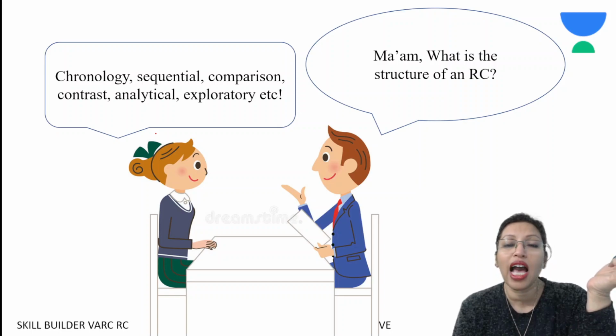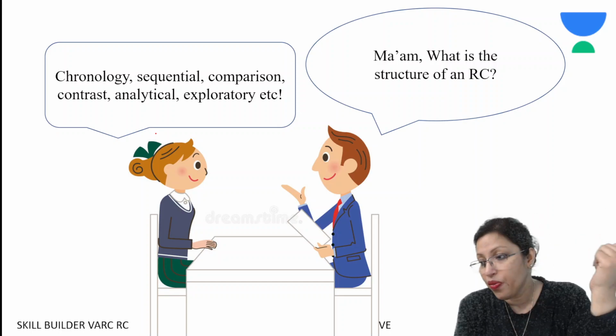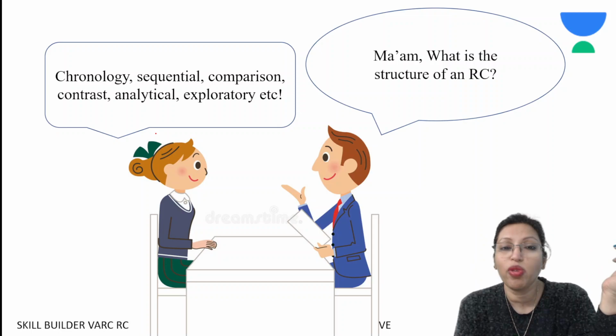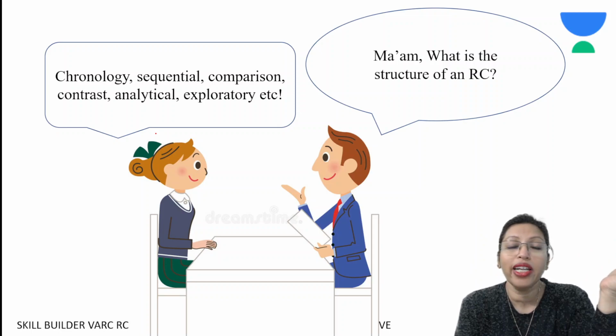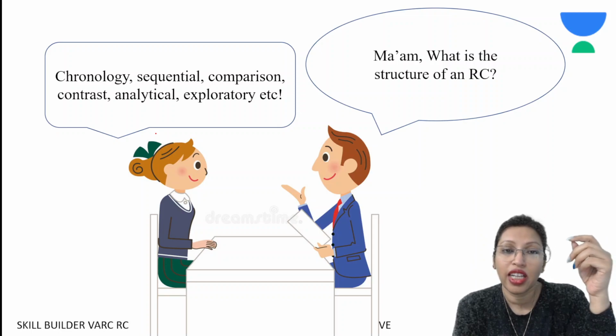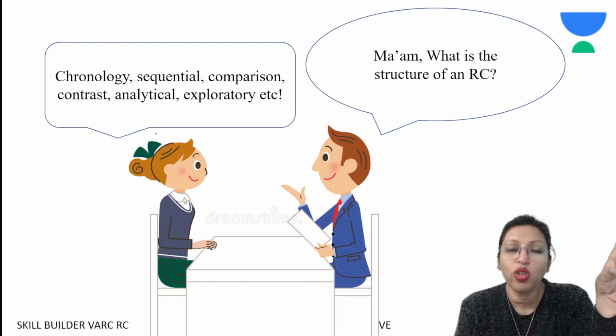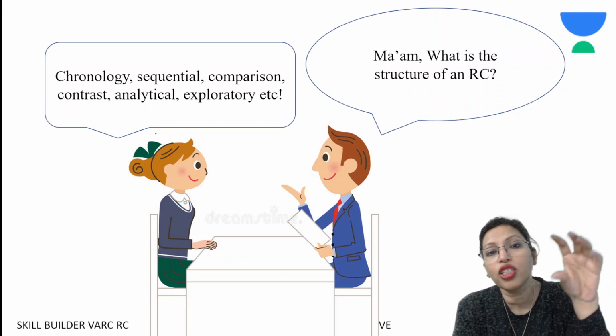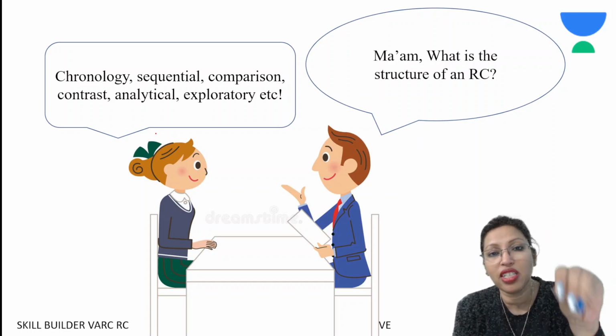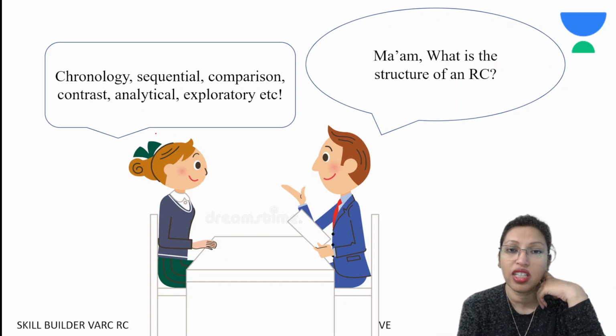Sometimes the person who's giving you the topic would say, hey, why don't you write about India's independence struggle? Then what you will do is you will take a chronology. You will say, this is when it happened, this is when the next thing happened, this is when the third thing happened.